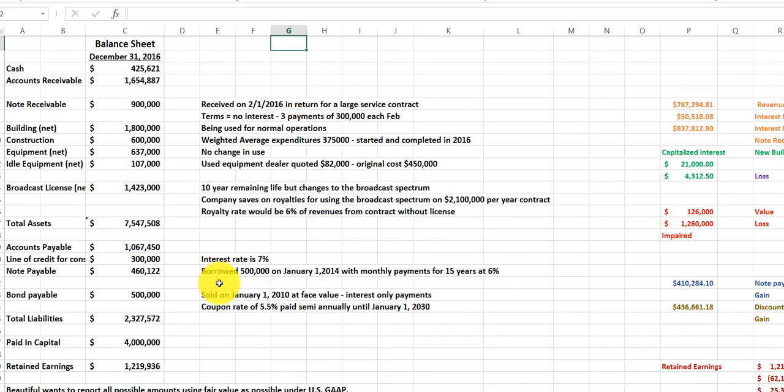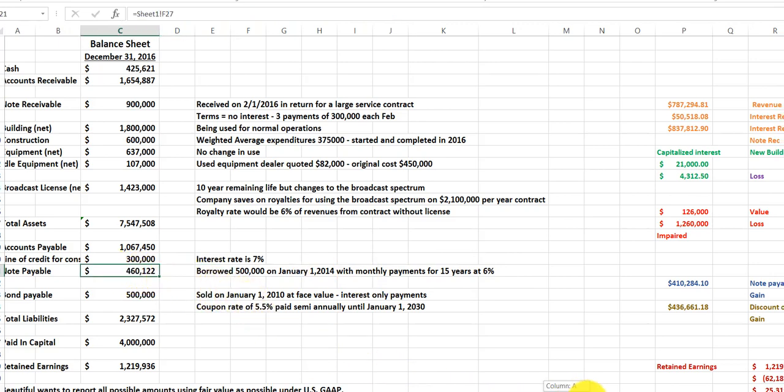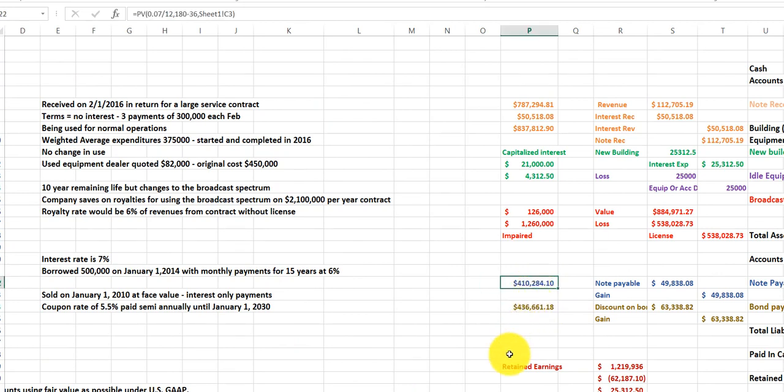But we have these two notes payable, and we're going to take all of them to their fair value. And so this loan, $500,000, we first borrowed on January 1st. Monthly payments for 15 years at 6%. So right now we owe $460. That's a carrying amount. We're going to take the present value of the future cash flows.